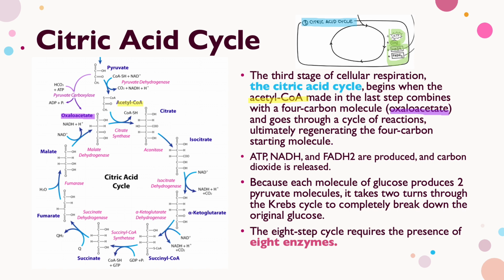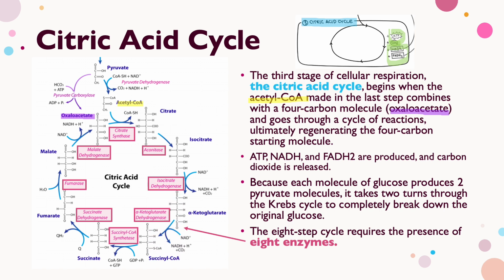And the 8-step cycle requires the presence of these 8 enzymes, which are alpha-ketoglutarate dehydrogenase, succinyl-CoA synthase, succinate dehydrogenase, fumarase, malate dehydrogenase, citrate synthase, aconitase, and isocitrate dehydrogenase. So, with the help of these enzymes, as I said, acetyl-CoA combines with the oxaloacetate and then gets turned into citrate and then isocitrate and then alpha-ketoglutarate, then succinyl-CoA, then succinate, then fumarate, then malate, and then back to this, and then it goes through this cycle again.